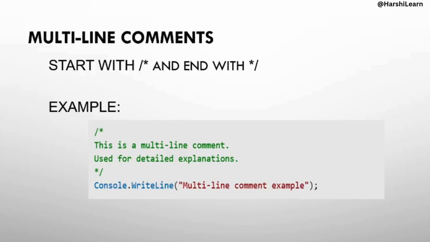The next one is multi-line comments. When you need to add a longer explanation, you can use multi-line comments. It starts with a forward slash and an asterisk, and it ends with an asterisk and a forward slash. This is helpful when you're documenting multiple lines of code.